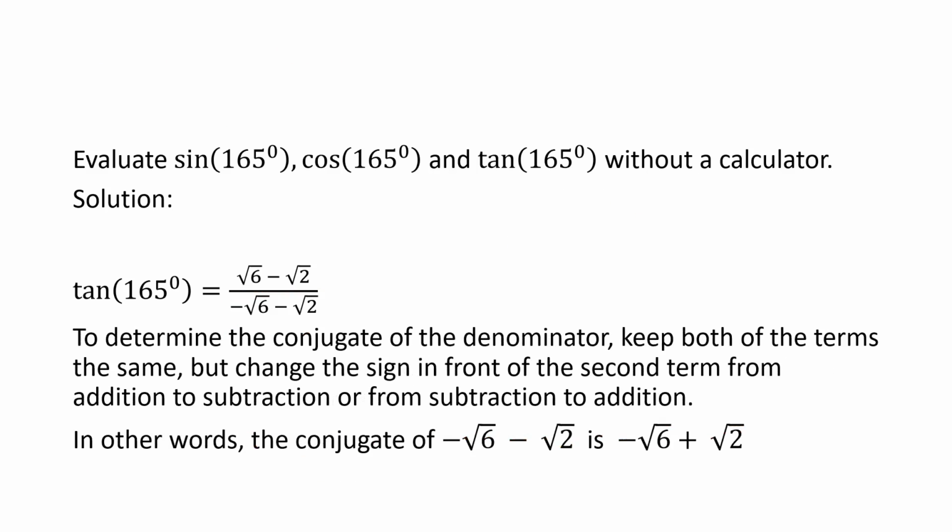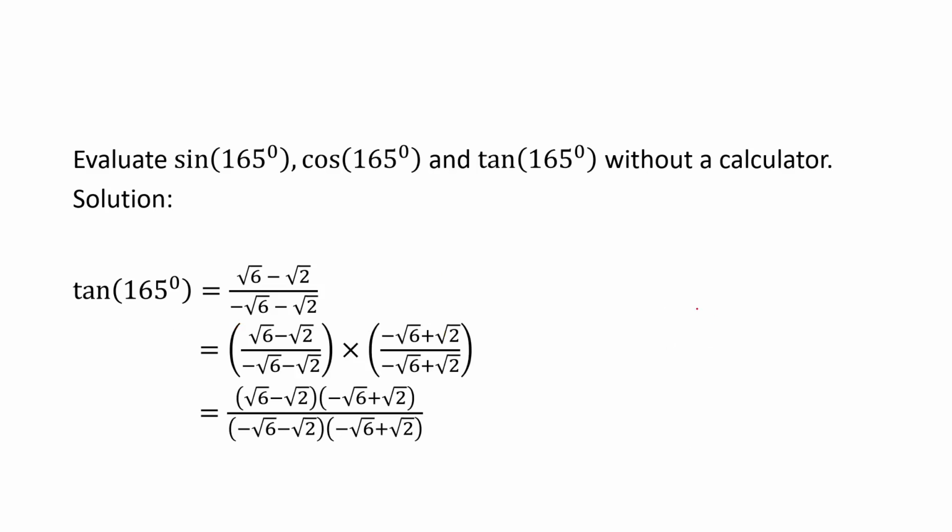So when we have here root 6 minus root 2 over negative root 6 minus root 2, what we're going to do is multiply top and bottom by the conjugate of negative root 6 minus root 2. The conjugate of negative root 6 minus root 2 is negative root 6 plus root 2. And we have to multiply the numerator by the same thing because, of course, we need to multiply top and bottom by the same quantity. So when we do that, we have this right here. That's the step we just showed.